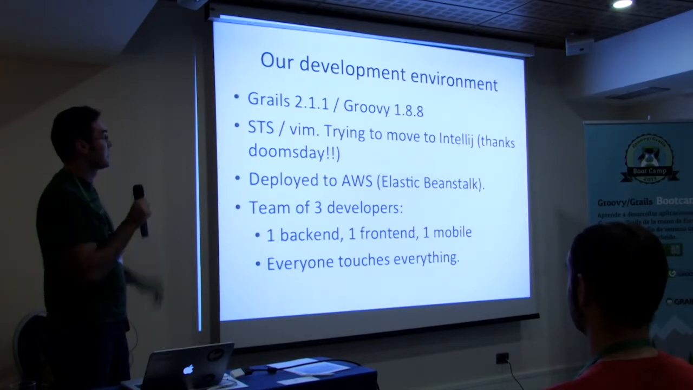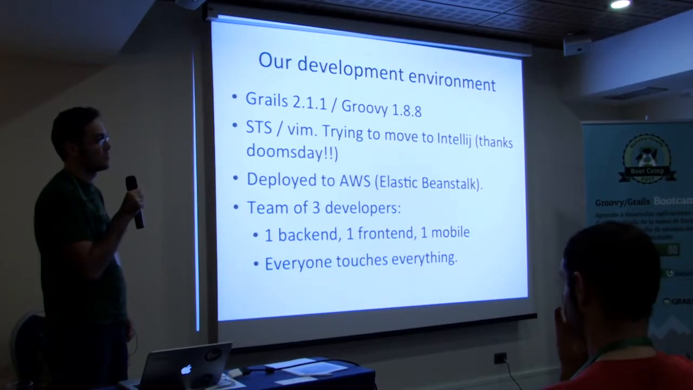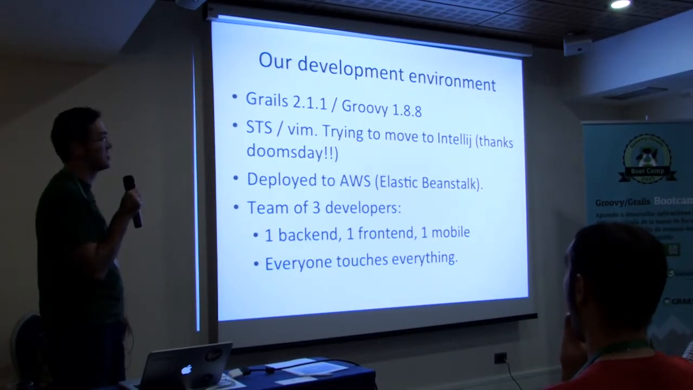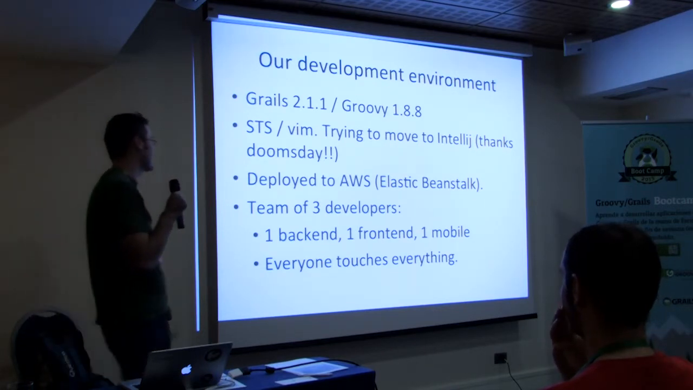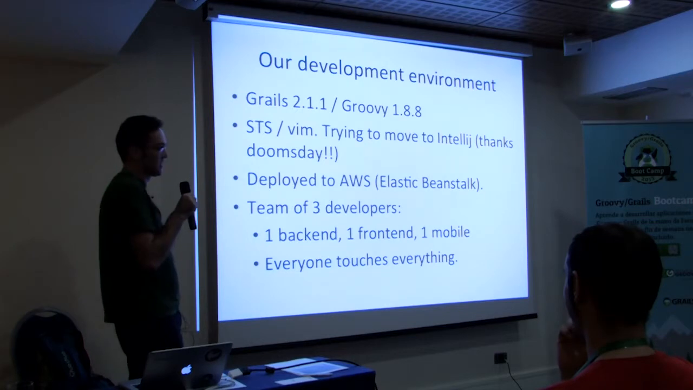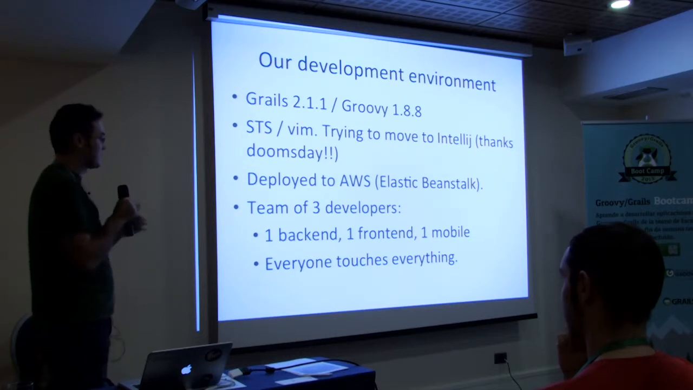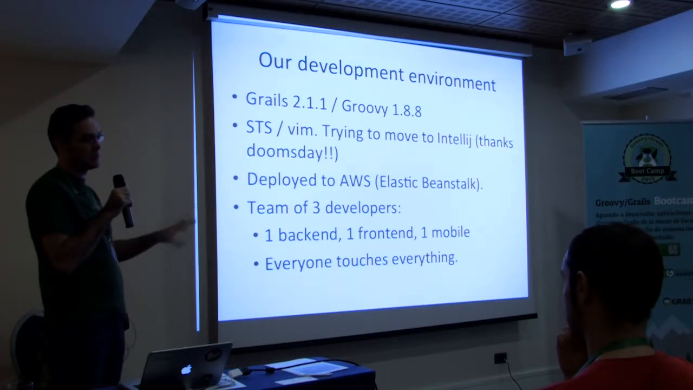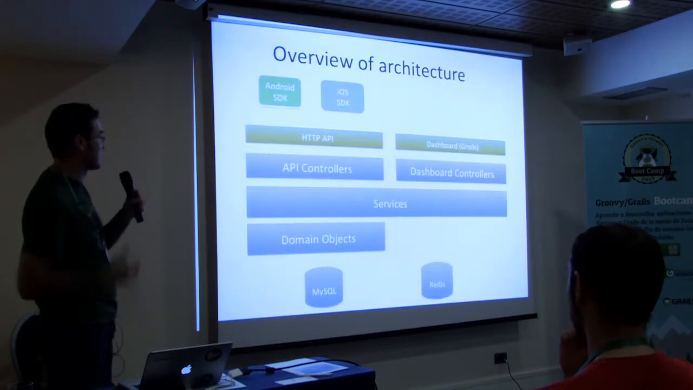The development environment we're using is Grails 2.1, Groovy 1.8. We use STS and Vim sometimes. We are trying to move to IntelliJ, thanks to the Doomsday offer. We deploy to Amazon Web Services. We use Elastic Beanstalk, and we have a team of 3 developers. I'm the one who is working on the backend. We have a front-end girl and one mobile guy. But yeah, we try that everyone touches everything because we don't want to be killed by a bus and so on.